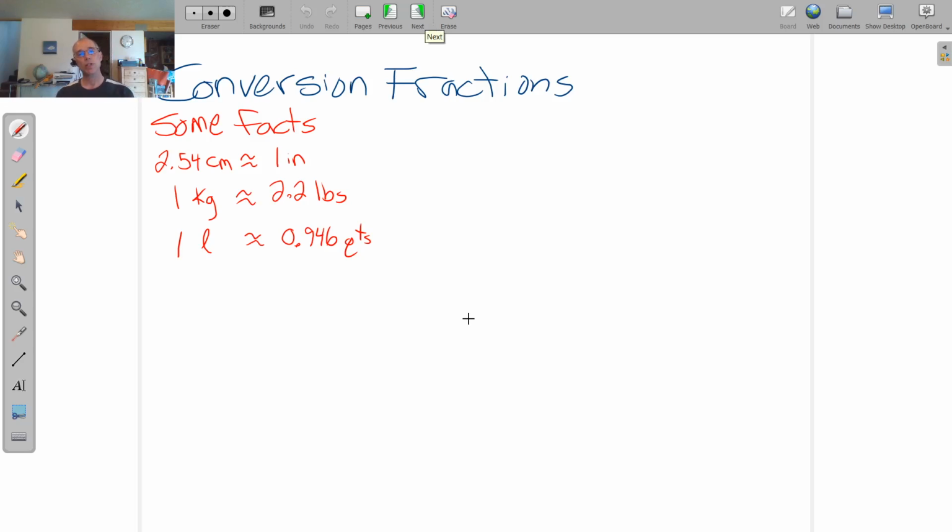We're going to play around with some conversion fractions. If you know some fact about 2 units of measure, you can use that equality fact to make a conversion. So for example, I remember that there's about 2.54 centimeters in 1 inch, that a kilogram is about 2.2 pounds, and that a liter is just a little bigger than a quart. So 1 liter is 0.946 quarts.